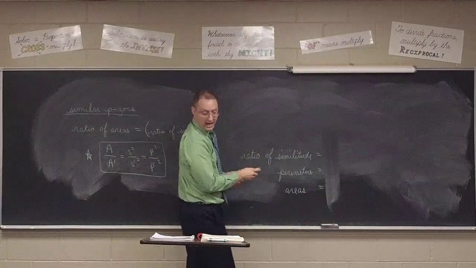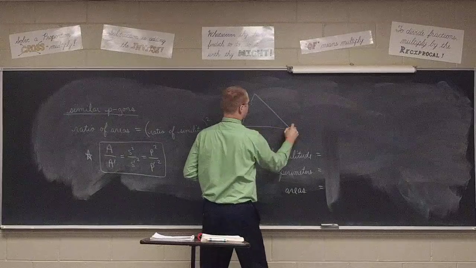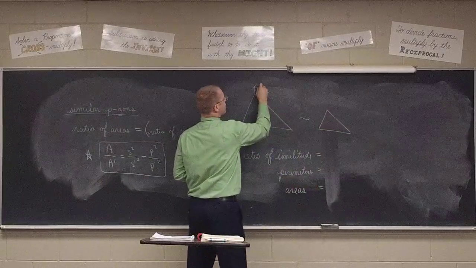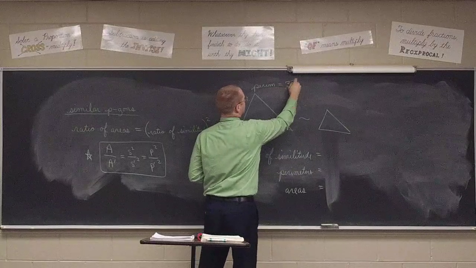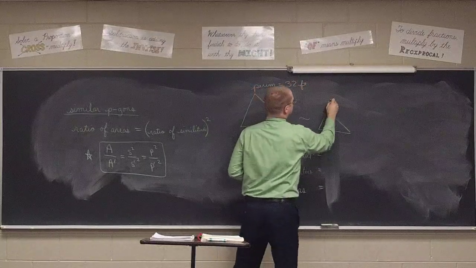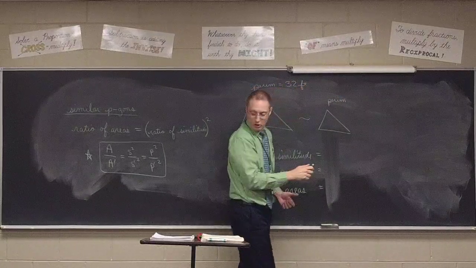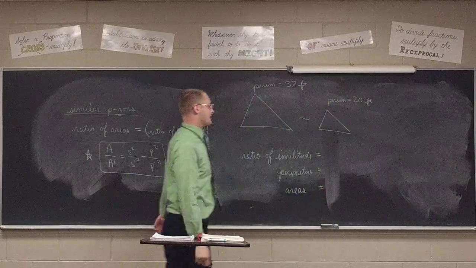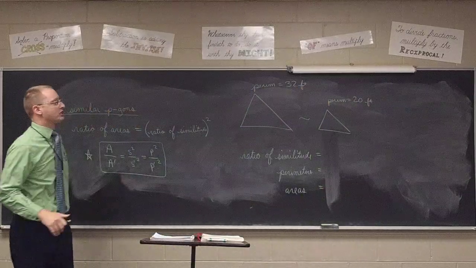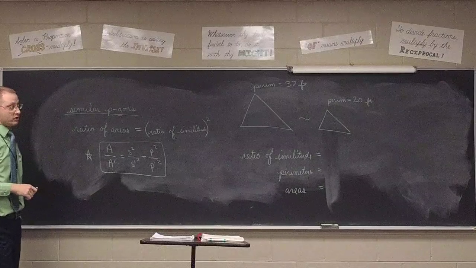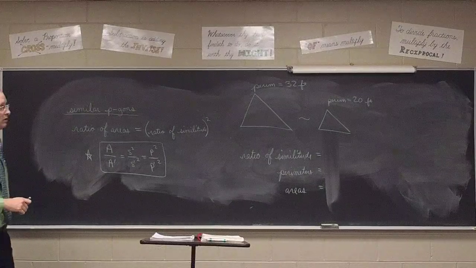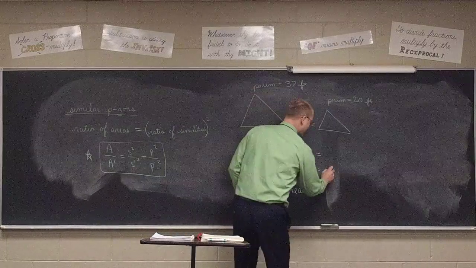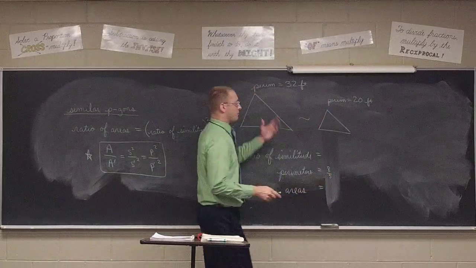Let's suppose I have this triangle similar to that triangle. And suppose I know that this triangle has a perimeter of 32 feet. And suppose I know that this smaller triangle has a perimeter of 20 feet. Class, write it down on your paper. What's the ratio of the perimeters? 8 to 5. Class, 8 to 5, right? We simply reduce down the ratio of the perimeters.